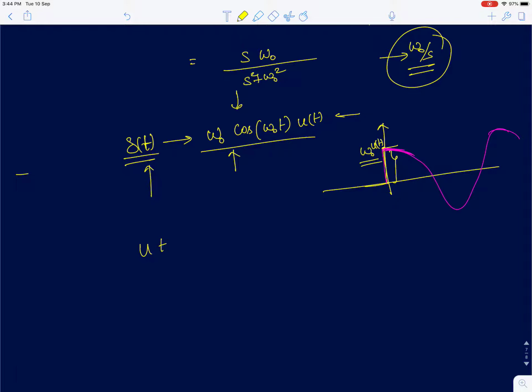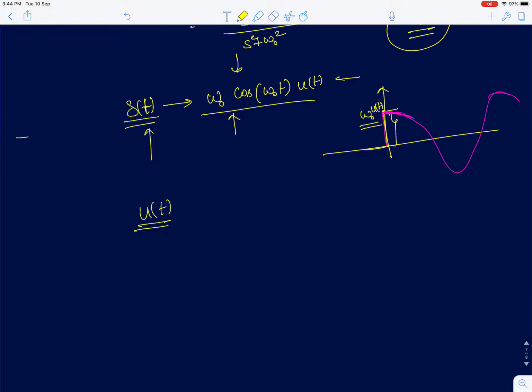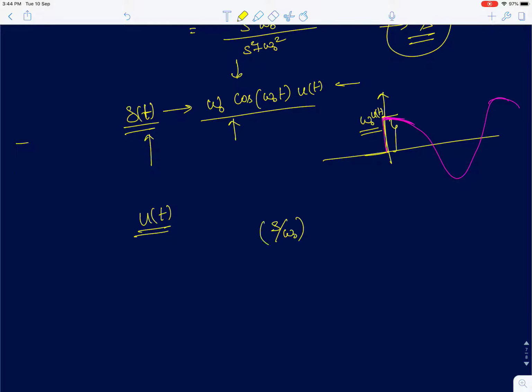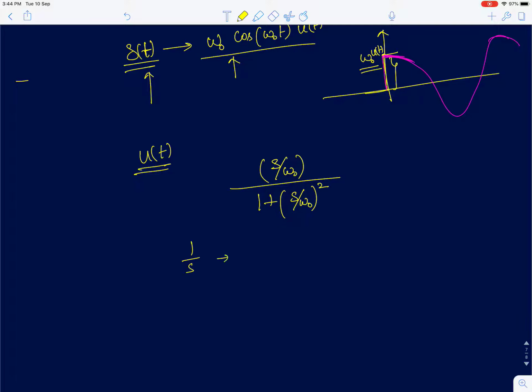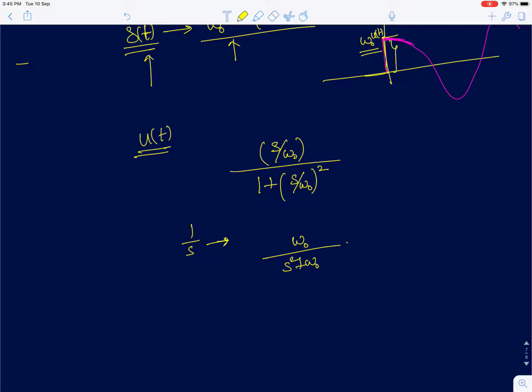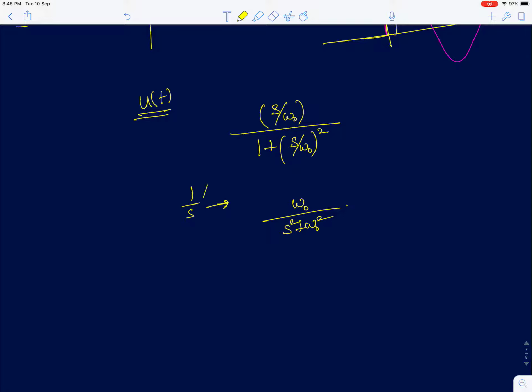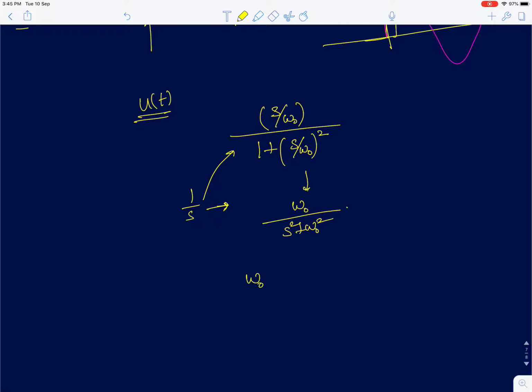Now we will feed a step function u of t, and see what kind of an output we get. So when you feed a step input, again the transfer function is (s by omega naught) by (1 plus s by omega naught) the whole square. The step input is 1 by s. So when I feed it to this, we are going to have omega naught by s square plus omega naught square as the output. I've just multiplied 1 by s with this, and I get this. So when I take the inverse Laplace transform, I will be getting sine omega naught t into u of t.